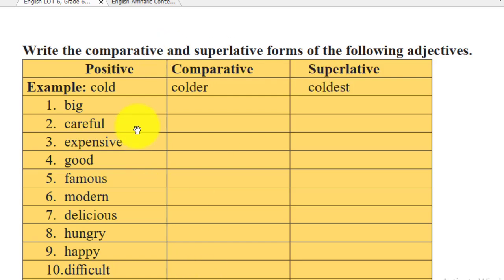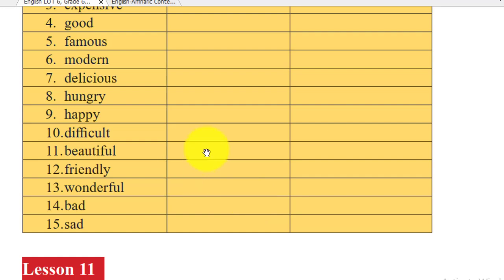Write the comparative and superlative forms of the following adjectives. These positive adjectives are listed here and you fill in the rest. Cold, colder, coldest is given already. Big, bigger, biggest, doubling the g. Careful, more careful, the most careful. Expensive, more expensive, the most expensive. Good, better, best. Famous, more famous, the most famous. Modern, more modern, the most modern. Delicious, more delicious, the most delicious. Hungry, hungrier, hungriest. Happy, happier, happiest. Difficult, more difficult, the most difficult. Beautiful, more beautiful, the most beautiful. Friendly, more friendly, the most friendly. Wonderful, more wonderful, the most wonderful. Bad, worse, the worst. Sad, sadder, saddest.